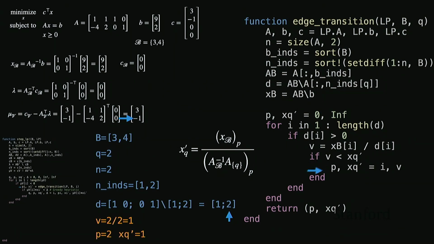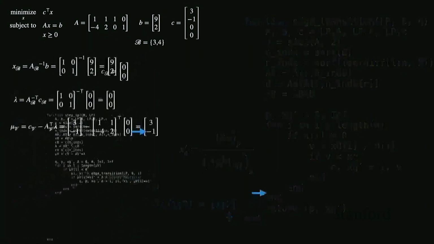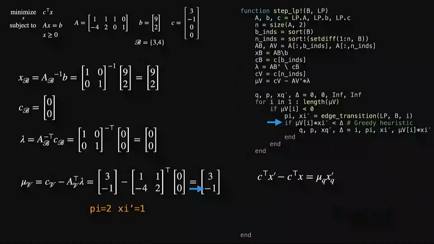So we then finish this for loop now because that was the last component of d. And so that means we found the minimum xq prime here, the corresponding p. So now we can return that p, xq prime back to our step LP function. Okay, so we're almost done here. So we return this back to our step LP. Here now we have this p, xq prime and the q, so we have the p-q pair here for this.